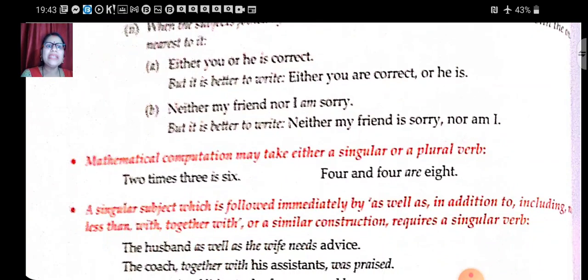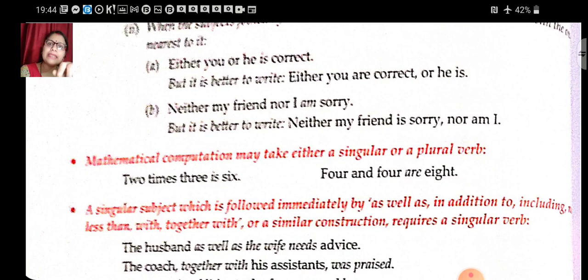Mathematical computations may take either a singular or a plural verb. So in mathematics, by reading only you will get an idea whether this is a plural or a singular subject. 2 times 3 is 6. Now remember, 2 times 3. In mathematics you give a power upon the numbers, 2 power 3. But what they have said, 2 times 3, it means if you multiply 2 into 3, that comes to 6. So they are talking about the calculation between only two numbers, but the answer comes to you 6. That is the reason it becomes singular.